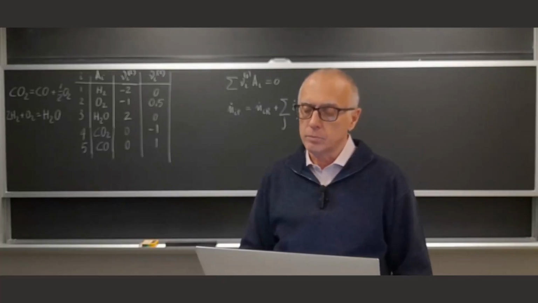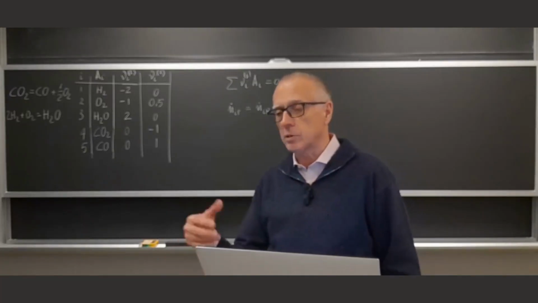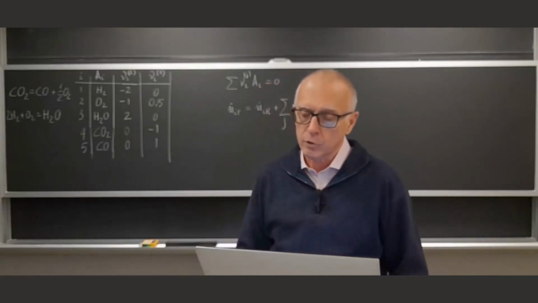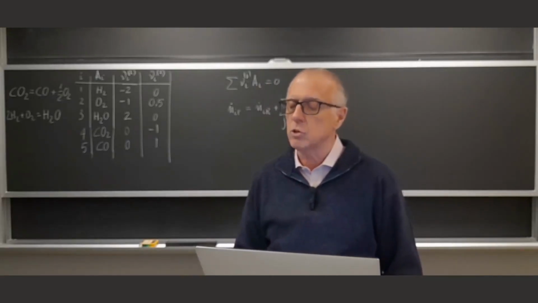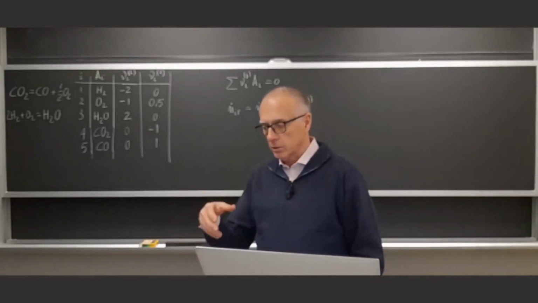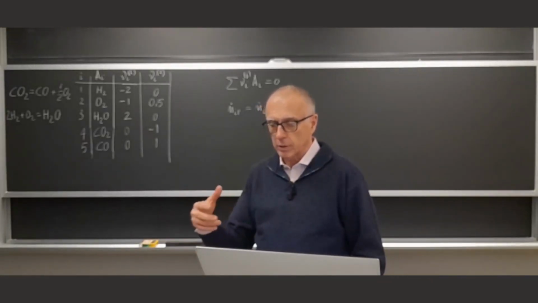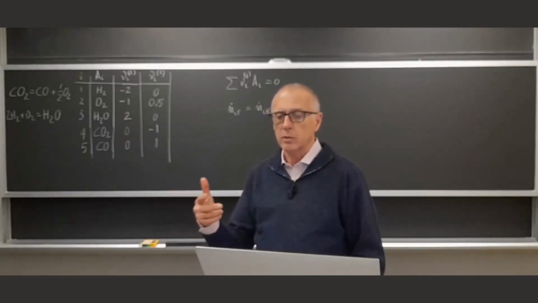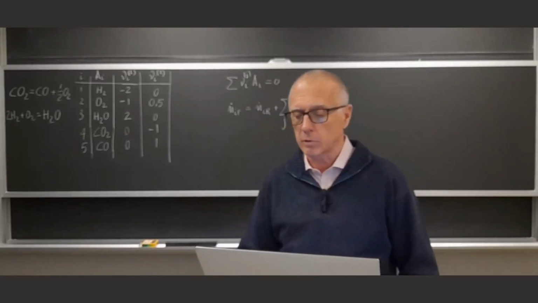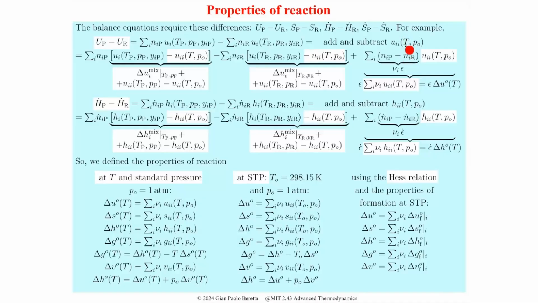I'm going to call the pressure P naught because typically the standard pressure is 1 atmosphere. Whereas for temperature, let's use a generic temperature for the moment. If it will be the standard temperature, 298.15, we will denote it by T naught. But for the moment, this can be done at any temperature, and this temperature is not necessarily equal to either TR or TP.